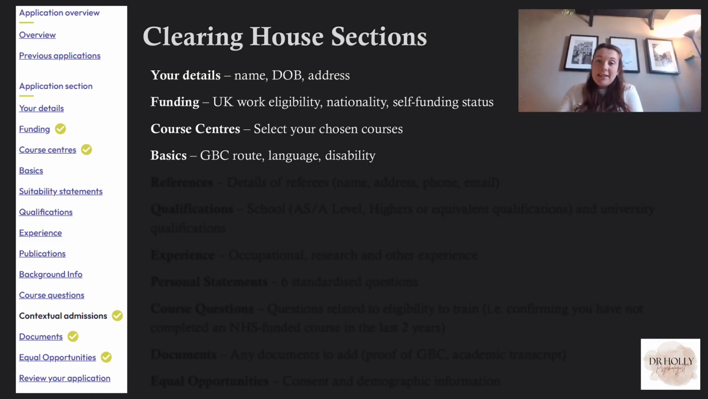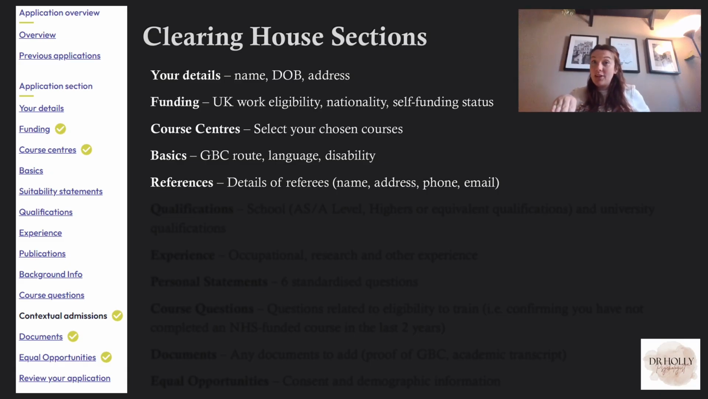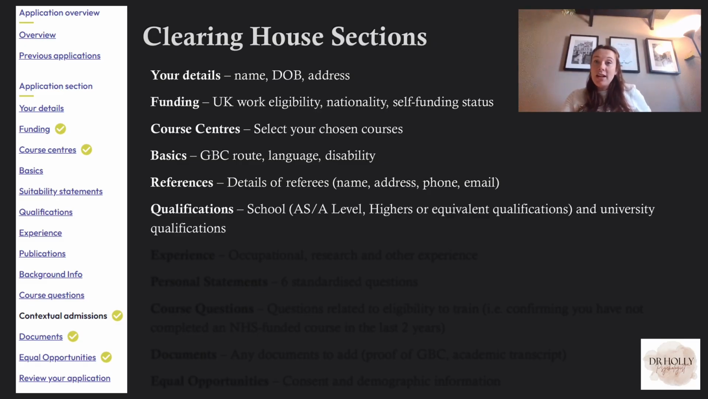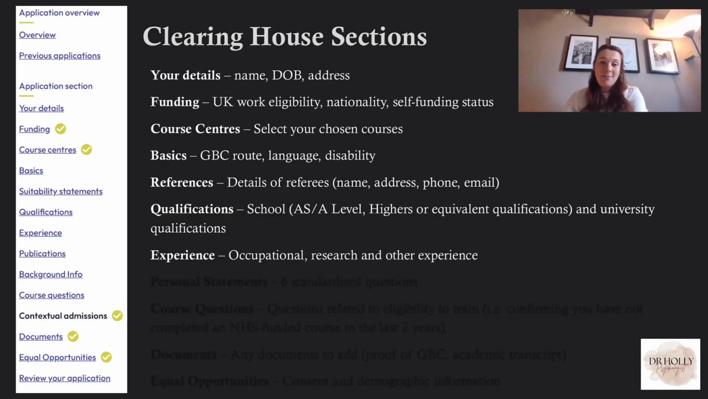Your language abilities, so what's your first language? Do you have any additional languages that you're able to speak? And they'll also ask you about disability. We're going to go through all these sections, by the way, in a minute. The suitability statements, as they're now called, so not references, but suitability statements. So you need to put in the details of your referees. Qualifications, these include some school qualifications and then university qualifications. Your experience, so that's occupational, research and other experience, any roles that you've had.